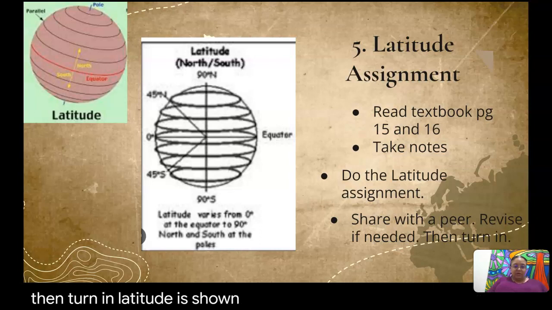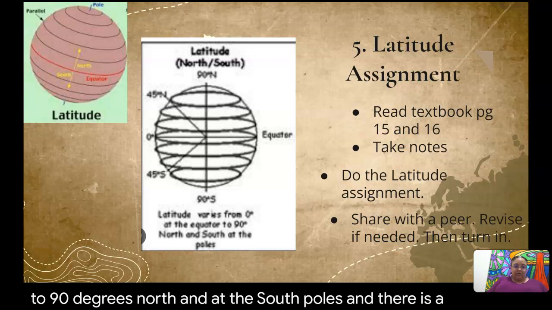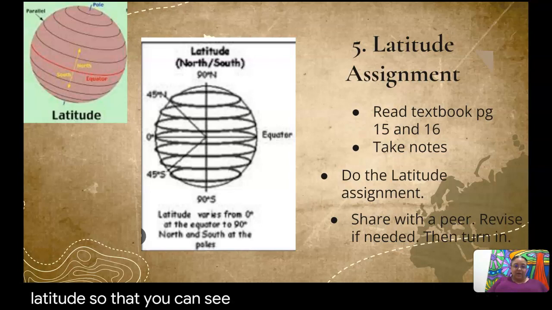Latitude, as you'll notice, is north and south, and it is also measured in degrees. Latitude varies from 0 degrees at the equator to 90 degrees north and south at the poles. And there is a picture of latitude so that you can see. And you can see that the lines run parallel.